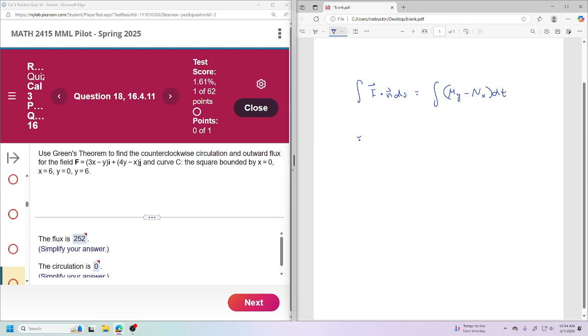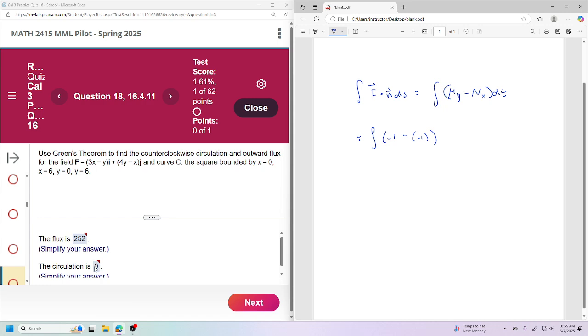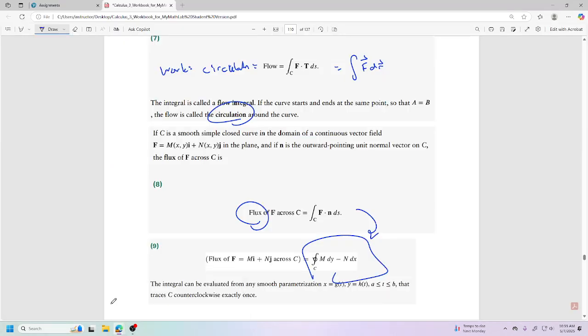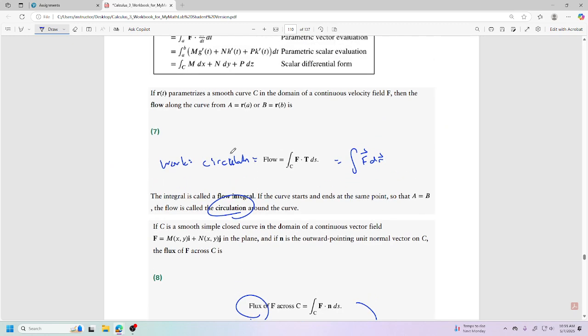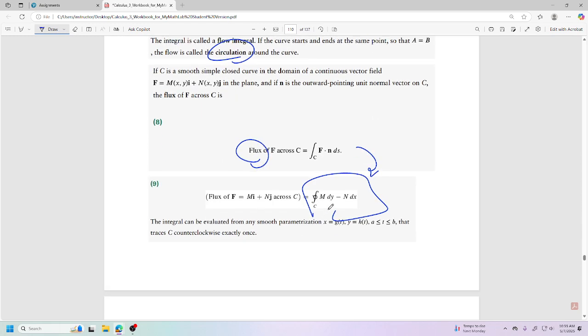We'll figure that out. So this one here, my M in terms of y would be a -1 minus, what am I doing? Minus, and then my N in terms of x is another -1. Oh, I got a 0. Did I mix them? It says circulation. Did I do the wrong thing? No, that's the circulation. I didn't do that one. I did this one. Did I do something wrong?